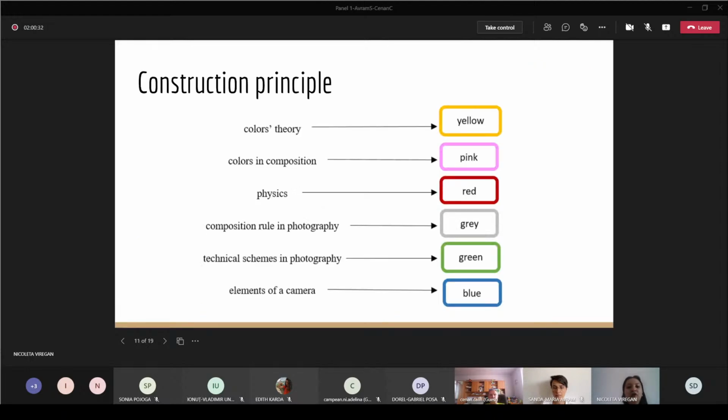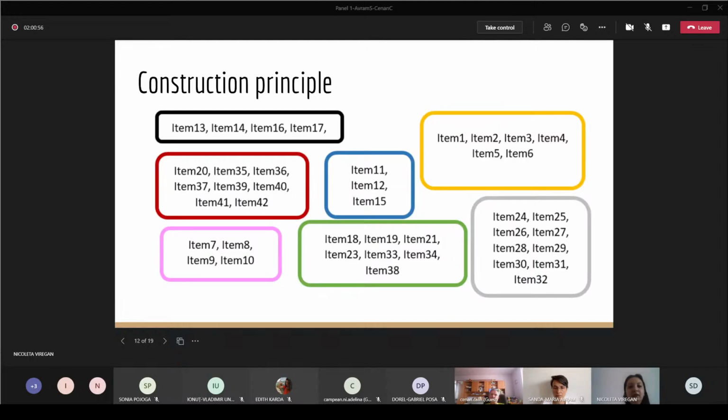First of all, a construction principle means the assigning of components to all the problems which belong to a test. And along the 42 testing points, I could notice 6 main topics. For visualization reasons and for clarity, I translated each of the topics to a component, which is a color. In this slide, there are all the items with their corresponding component or color.